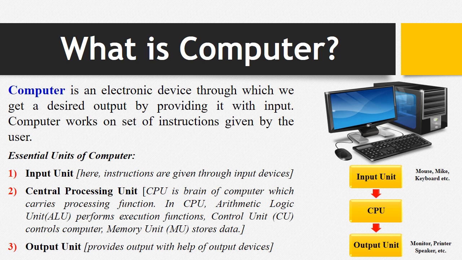It has the arithmetic logic unit, that is ALU, the control unit CU and memory units. ALU performs all the execution and processing functions. The control unit controls the computer related activities, whereas the memory unit is a storage unit used to store data and various instructions. The output unit provides the desired output to the user. Monitor, printers, speakers, and other output devices are used to get output.